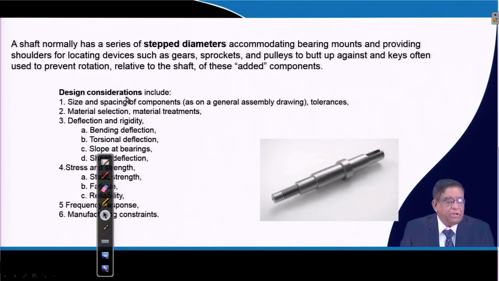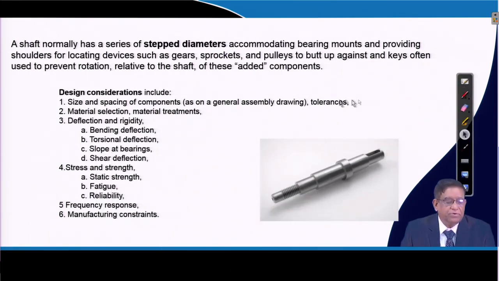This is a photograph of a shaft that is used. Normally you will find stepped diameters like this, and on these you mount the gears, sprockets or pulleys so that different purposes in the machines can be served. While designing a shaft, a number of points have to be taken into consideration, particularly the size and spacing of the components, the tolerances, and how much vibration load and displacement there will be.